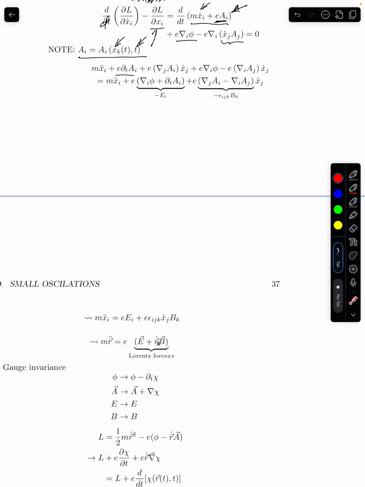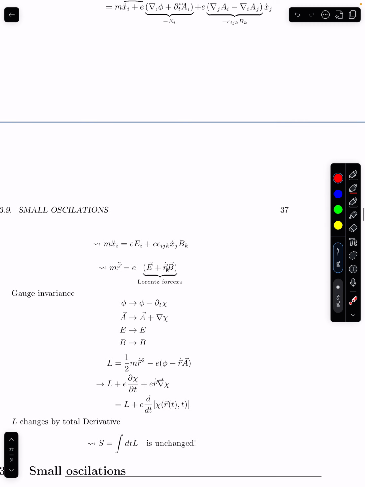Okay, these equations of motion. When I brought some pieces here, they entered with a negative sign. I just brought them to the opposite side of this equation, so these negative signs will go away. So our acceleration here is proportional to the electric field, and it's proportional to this combination over here.